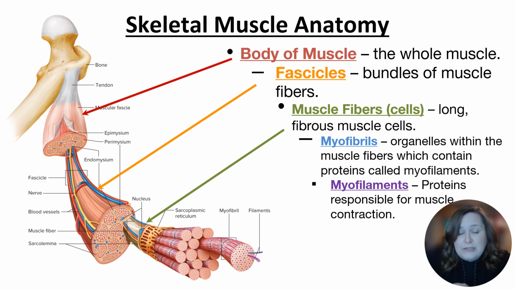These are going to be just long and fibrous, and they're going to contain our myofibrils. Our myofibrils are going to be the organelles within the muscle fibers that are going to contain proteins called myofilaments. And the myofilaments are the proteins that are responsible for that muscle contraction. So you can see from here, we're pulling out a myofibril, and then within that myofibril is when we get down to these little bitty tiny filaments, and those filaments all working together are what actually cause this whole muscle to contract overall.